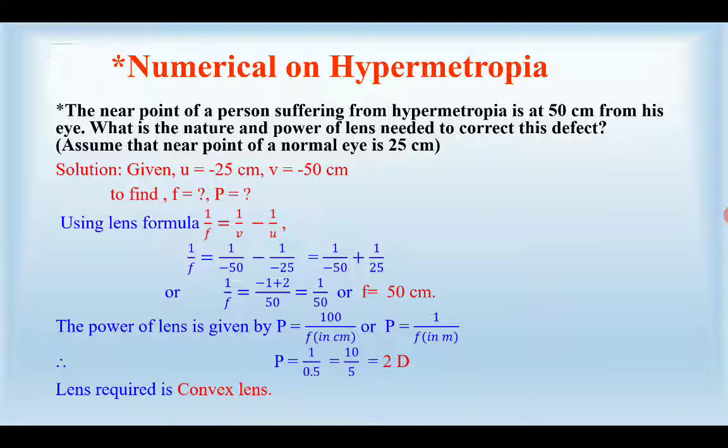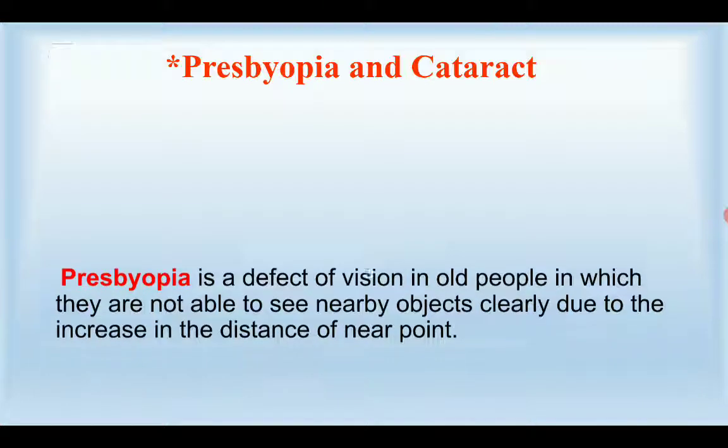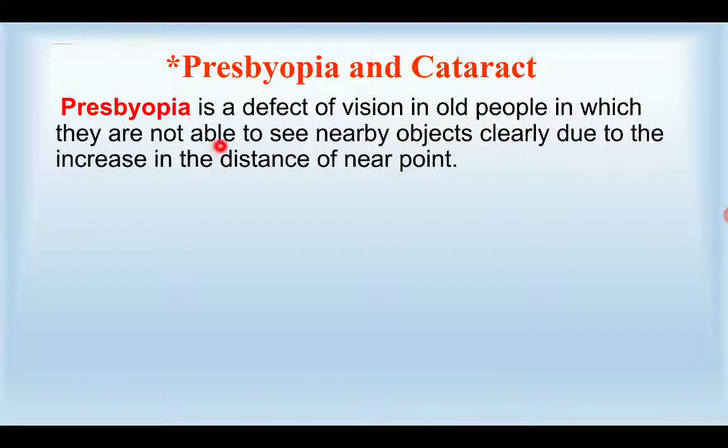So these are basically two main types of defects people are facing, that is hypermetropia and myopia. Now the next is presbyopia and cataract. What is presbyopia? Presbyopia is a defect of vision in which the person is not able to see nearby objects clearly. This happens due to an increase in the distance of the near point, and this defect happens basically to old age people.